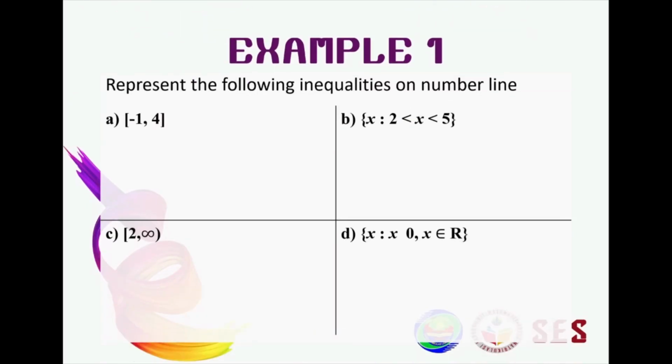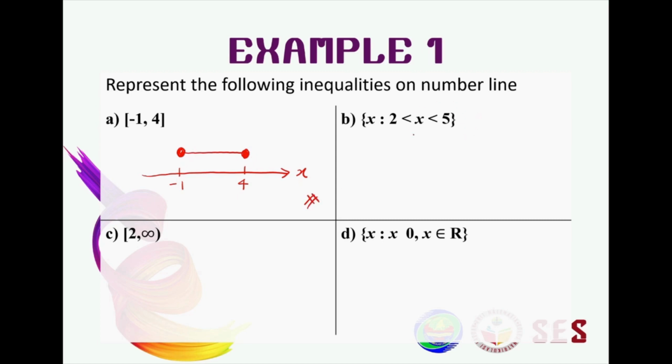Alright, so we're going to test our understanding in this example 1. Represent the following inequalities on a number line. Question A, closed bracket -1 until 4 closed bracket. So how do we represent this? First, number line. Just write down the numbers that you have in the interval. Don't write all the numbers between -1 until 4 like 0, 1, 2, 3. No need for that. At -1 we have a closed bracket, meaning we should draw a black circle, and 4 as well. Connect it up. Done. As easy as that.